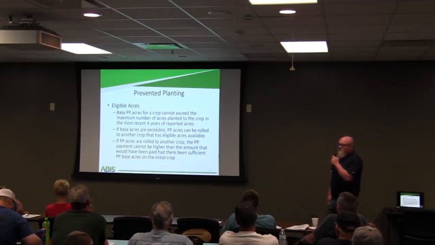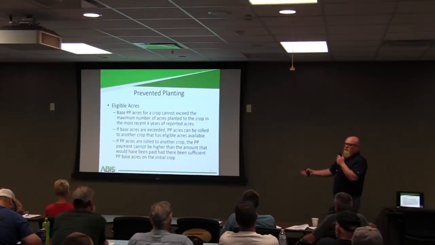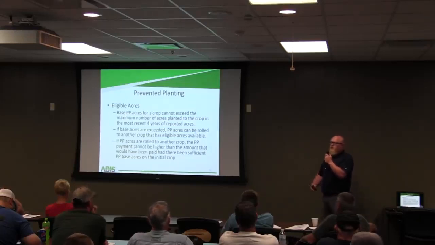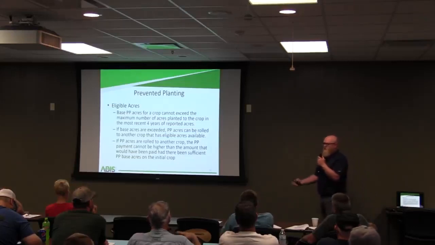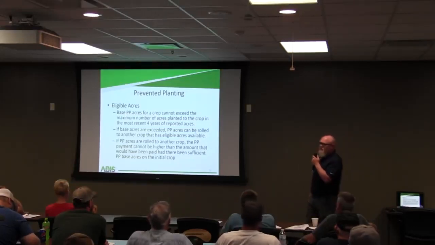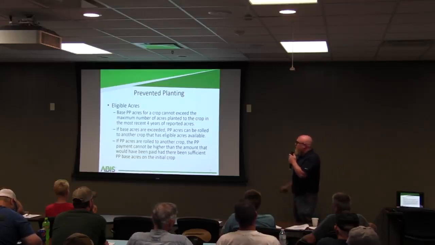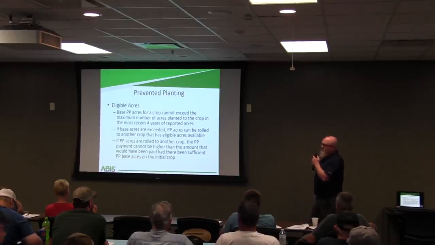If base acres are exceeded for corn, we can always roll those acres over to beans, but they're only going to pay at the bean rate rather than the corn. It used to be that you could get the corn rate, but RMA changed the policy on that, and so we're limited to what the like crop payment would be.